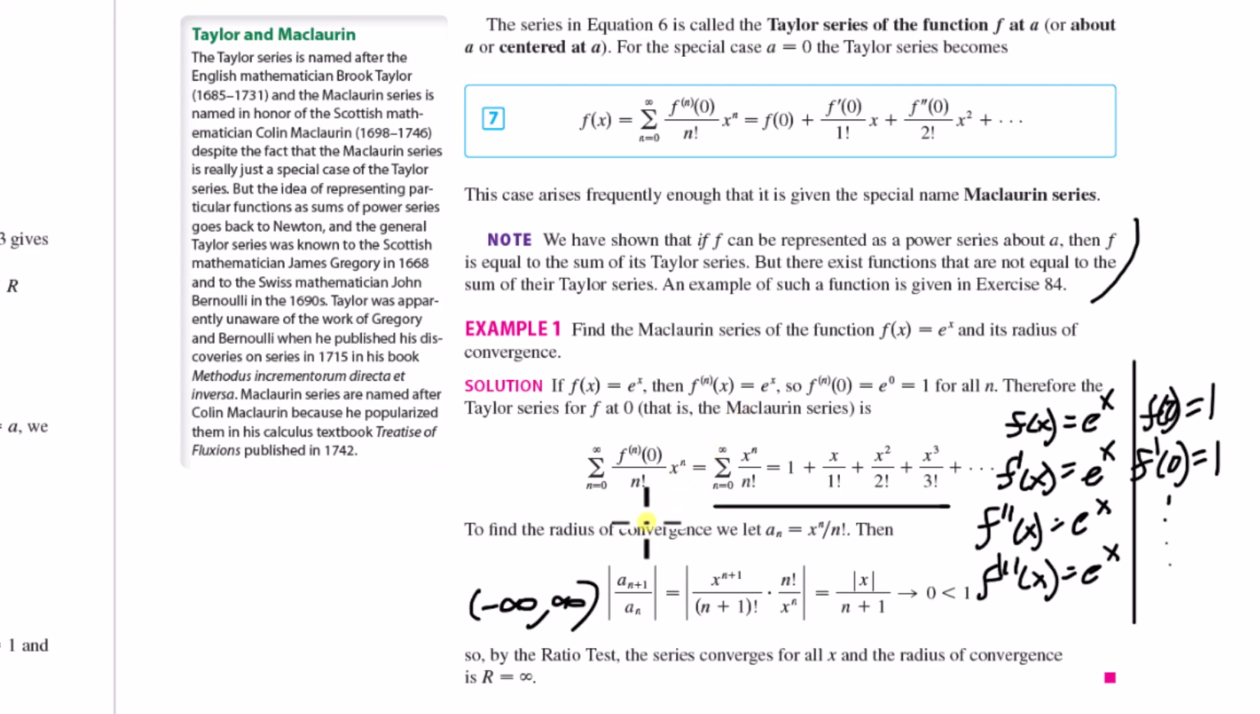And we did the ratio test and found that it was convergent for all x, all real numbers. Well, okay, with that, let's think about the test for divergence. If this series is convergent for all x, then the limit of a sub n has to be equal to 0. That's a fact for convergent series.